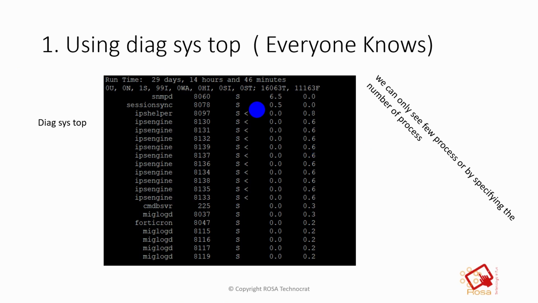As you can see on my screen, this is the output from diag sys, and this is one of the methods to know which processes are running on the FortiGate and how much memory and CPU is being consumed by these processes. I have explained this diag sys in one of my earlier videos, where I gave a full explanation of all these fields: the process name, process ID, the state of the process, memory consumed, and CPU. So one way to know the running processes and their CPU and memory utilization is by using diag sys. This is the first method.